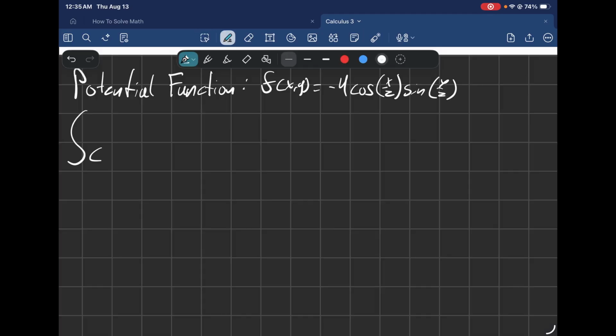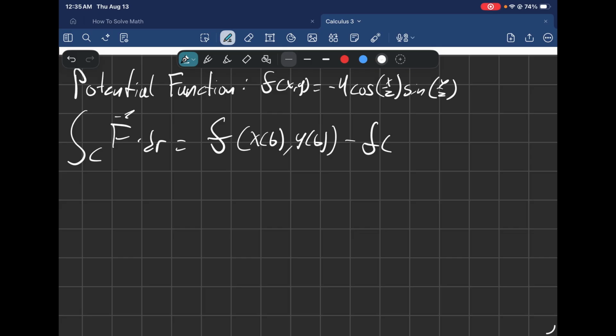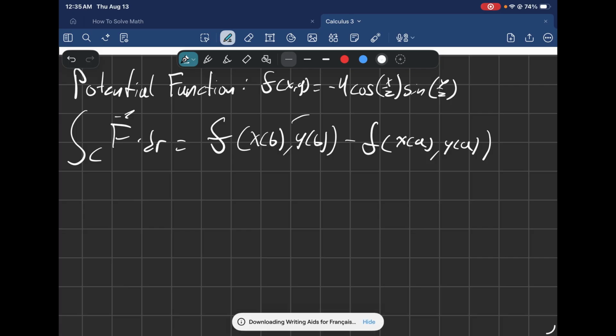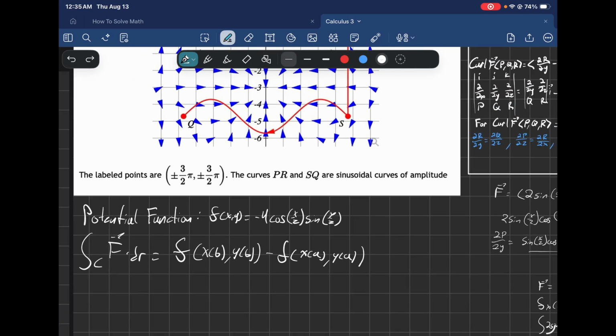Let's remind ourselves that the integral over C of F dot dr is going to equal f(x(b), y(b)) minus f(x(a), y(a)). What this means is we're going to plug in our ending points and then our starting points into this function here, and then subtract the starting point from the end point to get our value that's going to be the answer to our line integral.